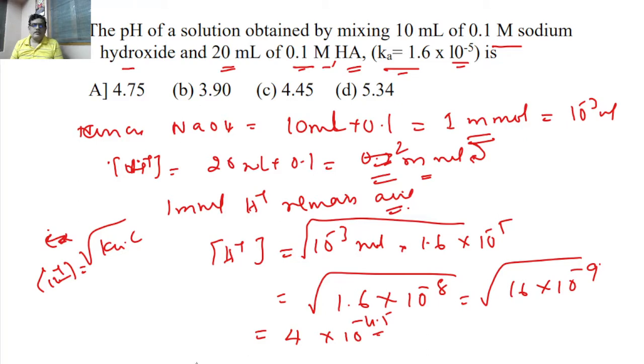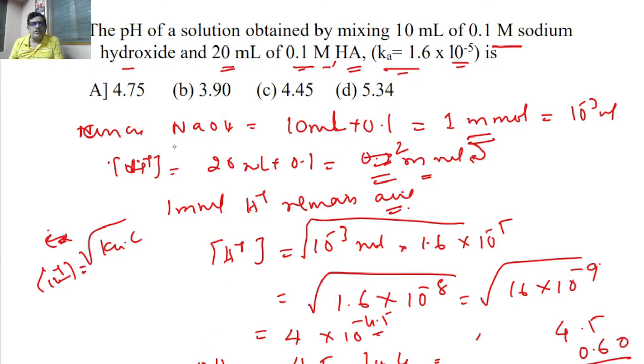Then the pH value will be 4.5 minus log 4. When I solve this, you will understand log 4 is approximately 0.60. So if you subtract, you get about 3.9. So the pH of this solution will be about 3.9.